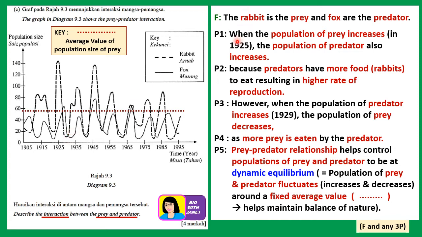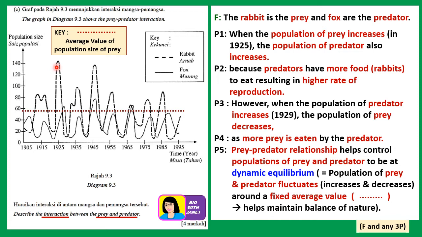When the population of the prey, that means the rabbit, increases in 1925 here, long time ago, right, the peak here, the population of predator also increases after a short while. You can see here, the peak also comes. All right? Because the predators, the foxes, will have more food, more rabbits to eat, since the field may have a high population of the rabbits, right?